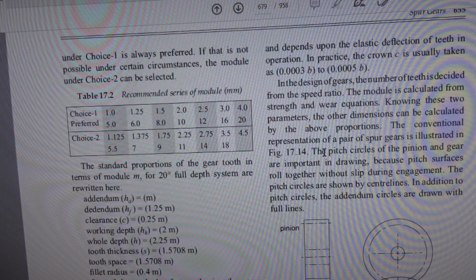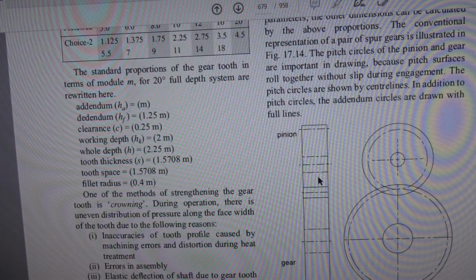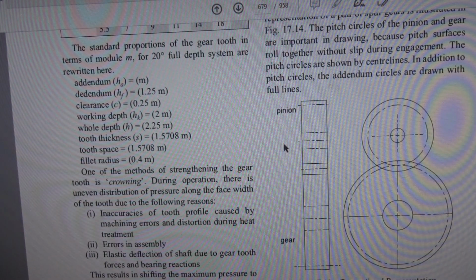Now the pitch circle: when you have to draw the diagram of the gears to solve the questions, you can draw according to this. This one is the pinion, that is the smaller gear. This one is the pitch circle diameter. This one is the pitch circle. This line is the pitch circle diameter, and this one is the outer addendum, or the addendum of the pinion.